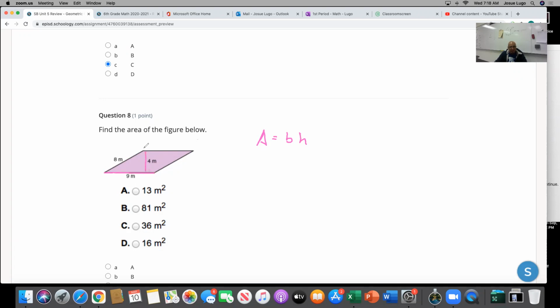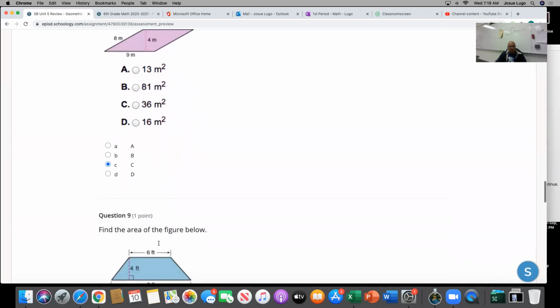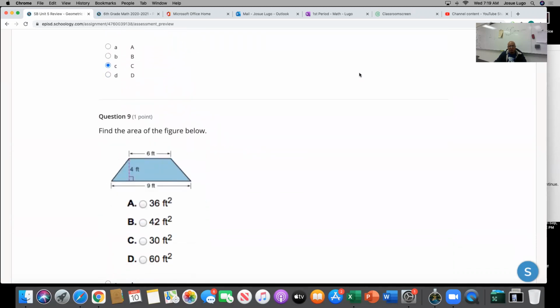That's it. If they had given me this as a base, I would need to know what the shortest distance is from here. Remember that the height is always perpendicular to the base. All right, so 9 times 4 is 36. So my area is equal to 9 times 4, which is equal to 36. And that's it, ladies and gentlemen. That is going to be my answer, 36, which is C.